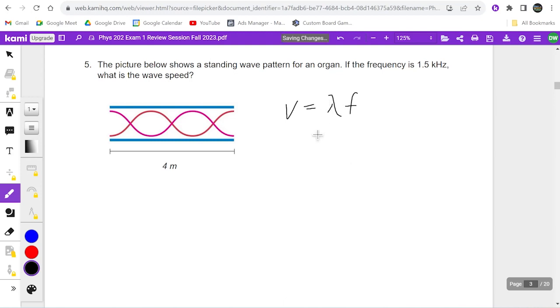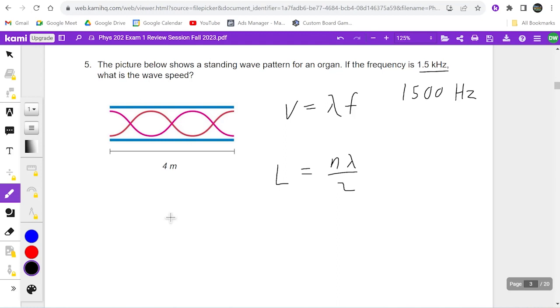Now we don't know the wavelength. We actually do know the frequency. It's 1.5 kilohertz. Remember, kilo means 1,000, so 1.5 times 1,000 is 1,500. That's the frequency in hertz. But now we've got to find the wavelength. And so to find the wavelength, I'm going to say L equals n lambda over 2. This is the pipe organ. You clearly see it's both ends open in this example. And I need someone to tell me what the harmonic number is, because I'm not going to say it.